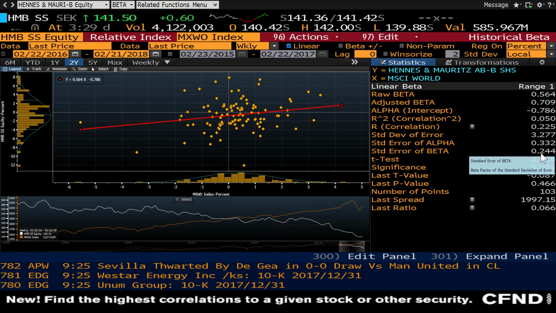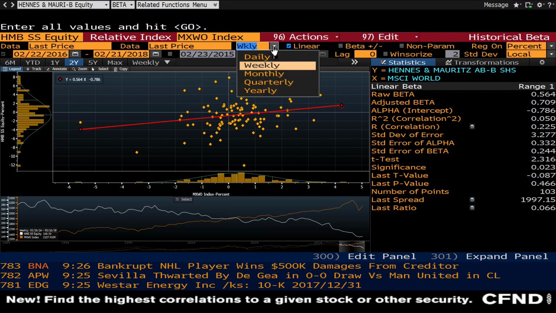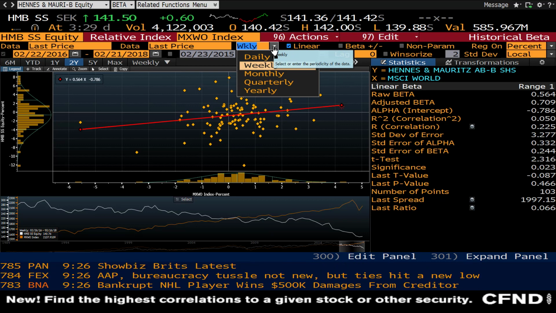Not only that, the standard error is now quite huge. It's about 0.25. So you can see even just a simple change of an index dramatically changes the raw beta estimation. Similarly, you can choose weekly, daily, or monthly prices.